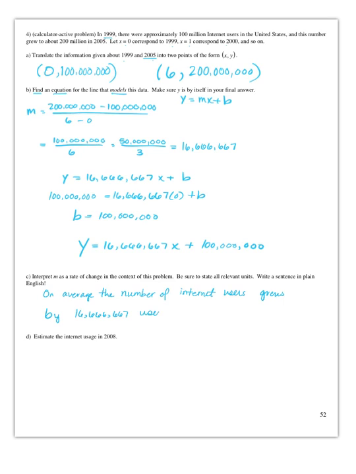And the last question asked us to estimate the number of internet users in 2008. 2008 is 9 years after 1999. So our x will equal 9. We'll use the equation that we found in part B and plug in 9 for x and find out the number of users that we expect. So y is equal to 250 million internet users.